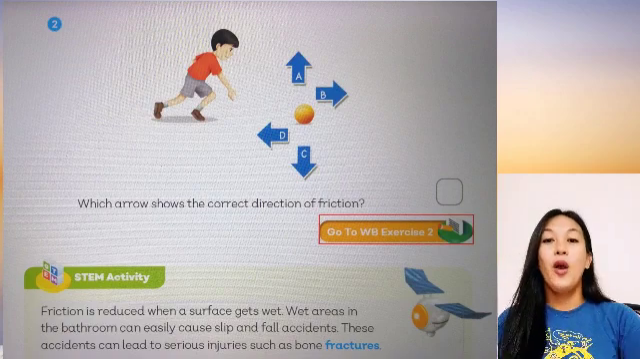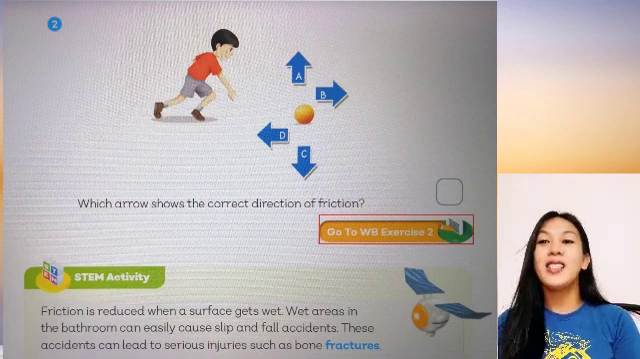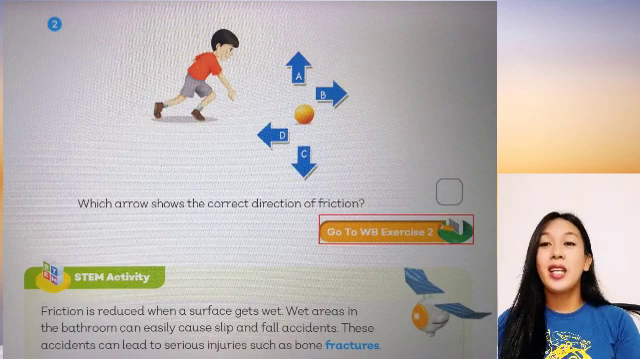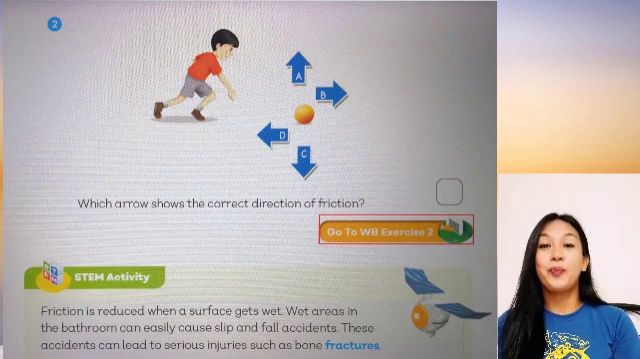Question number 2. When the ball is moving to your right, what is the direction of the friction? Which arrow shows the correct direction of friction? Is it arrow A, going up? Letter B, going in the same direction, right? Or letter D, the opposite direction, left? Or letter C, going down? What is the direction of friction? A few seconds and you can tell me your answer.